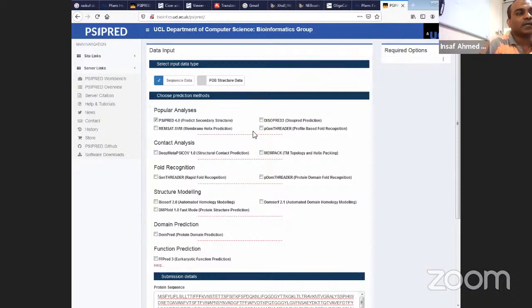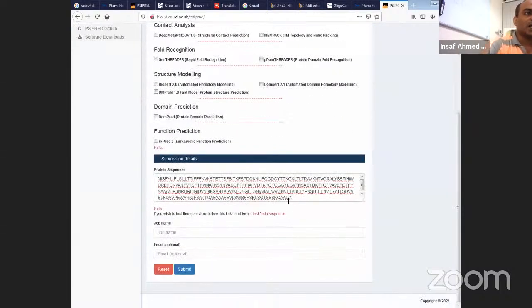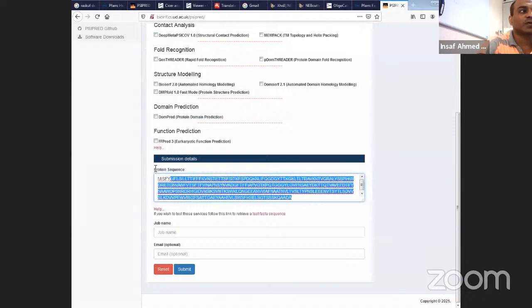Then there are several types of analysis this PSIPRED performs. One is PSIPRED, which predicts the secondary structure. Another is DISOPRED, which tells you the disordered regions in the protein. The third one is membrane helix prediction. The fourth is the threader. There are several other types like domain prediction and function prediction. Other servers are also there, but I prefer to use PSIPRED because if I want to know the secondary structure of a protein, this is the most preferred platform. Then let's go to the job name.